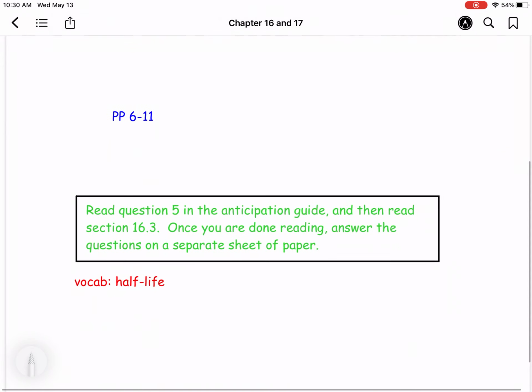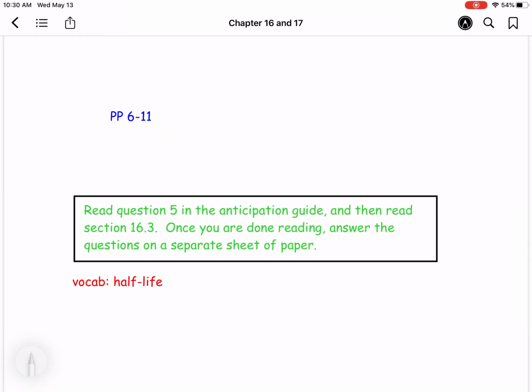So, all right, you're going to get into practice problems 6 to 11. You may need to use your periodic table to solve some of those questions, and you're going to read question 5 in the tuition guide and do 16.3. Next chunk shouldn't be too bad. Thanks.